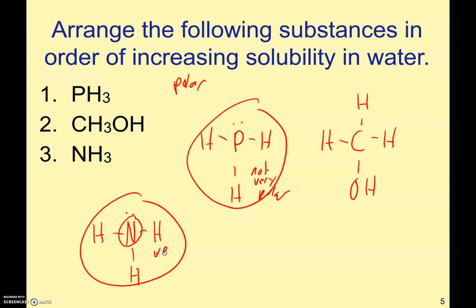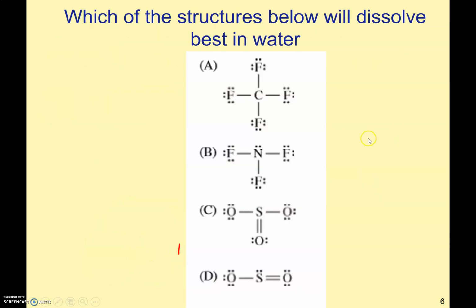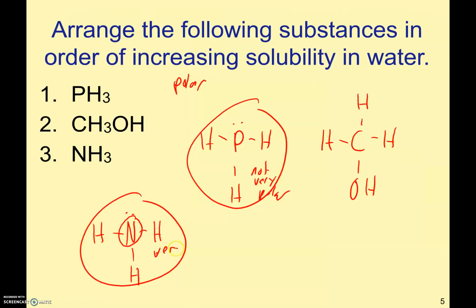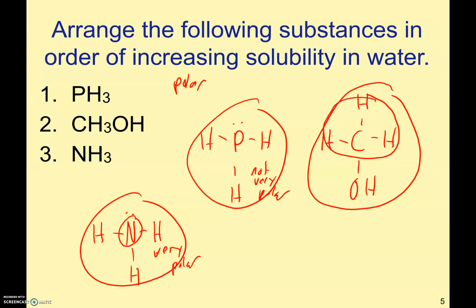And this is actually very polar. Now, this one is the confusing one, because it has a small non-polar region, but it also has a region that is very polar. Any bonds to hydrogen that are bonded to F, O, or N are very polar.